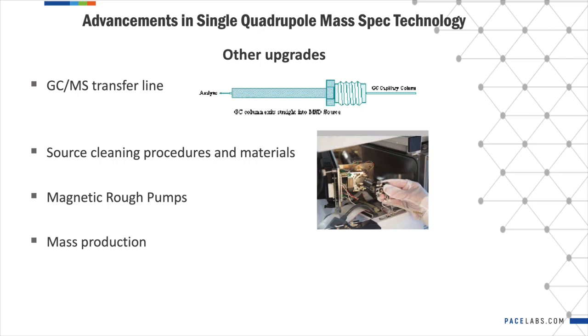You can now get a magnetic rough pump that helps pump down the mass spec chamber. These offer the same vacuum of the traditional rough pumps we've used over the years, but with less need for oil changes and maintenance over their use.